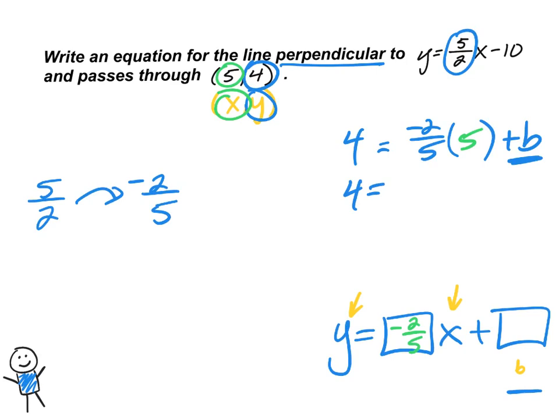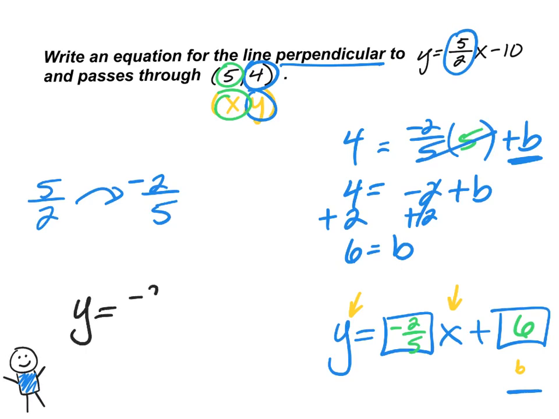4 equals -2/5 times 5, which leaves me with -2 plus b. And now I'm solving for b. I'm going to cancel this -2 by adding 2 to the right side. To keep it balanced, I'm going to add 2 to the left side, leaving me with 6 is equal to b. And since that's what I'm looking for, I'm going to plug a 6 into that box. Now I'm finished. The equation of the line that is perpendicular to the one they gave me, but passes through the point (5, 4) would be y equals -2/5x plus 6.